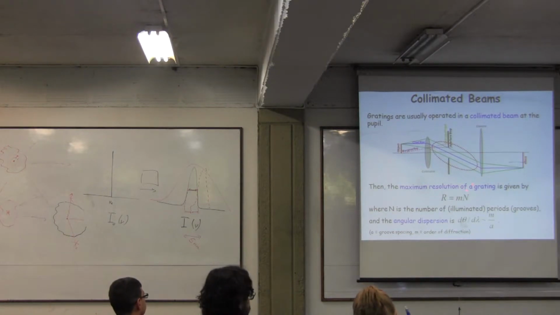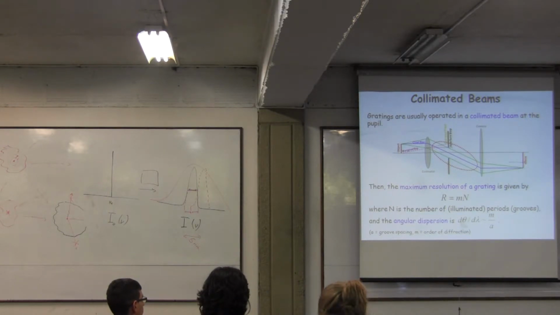And if you put a grating in the collimated beam, then the resolution that the grating will provide, or essentially the width that you can expect for your spectral line, which determines the resolution lambda over delta lambda, is given by m times N. And m, again, from the previous grating equation, is the order, and N is the number of illuminated periods of your grating. If you want a really high resolution, you need to have many grooves illuminated by your beam.